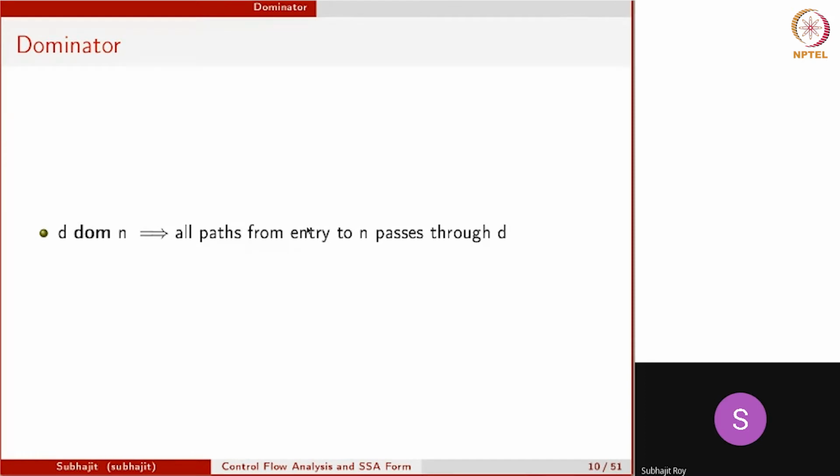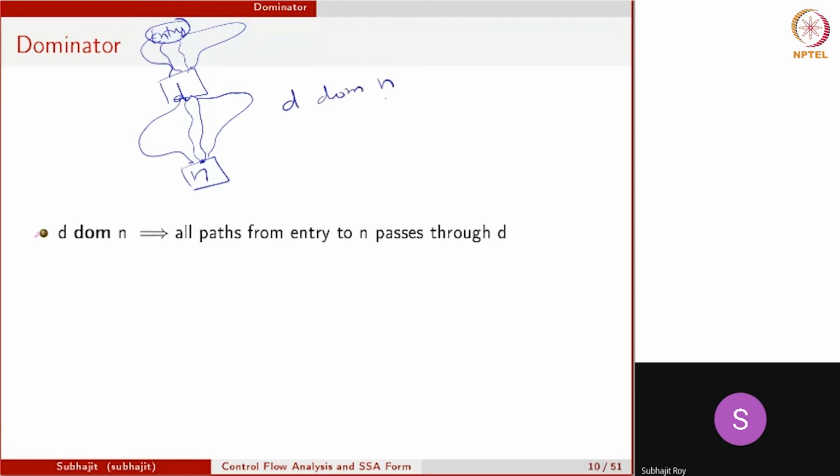Rather, I'll give a more intuitive definition. So a node D is said to dominate a node N if D and N are two basic blocks in the control flow graph, and any path that you take from the entry edge to the node N must pass through D. So there is no way to escape D before you reach N. If that is the case, then I say that D dominates the node N.